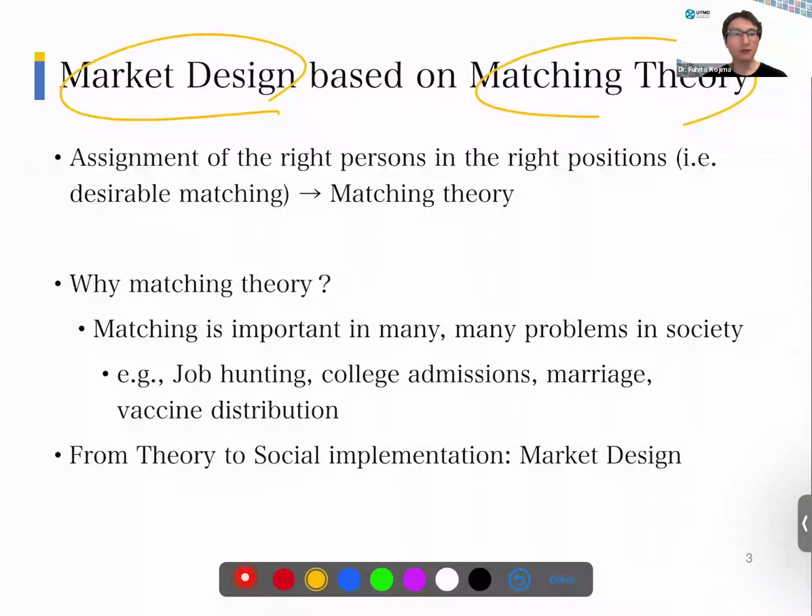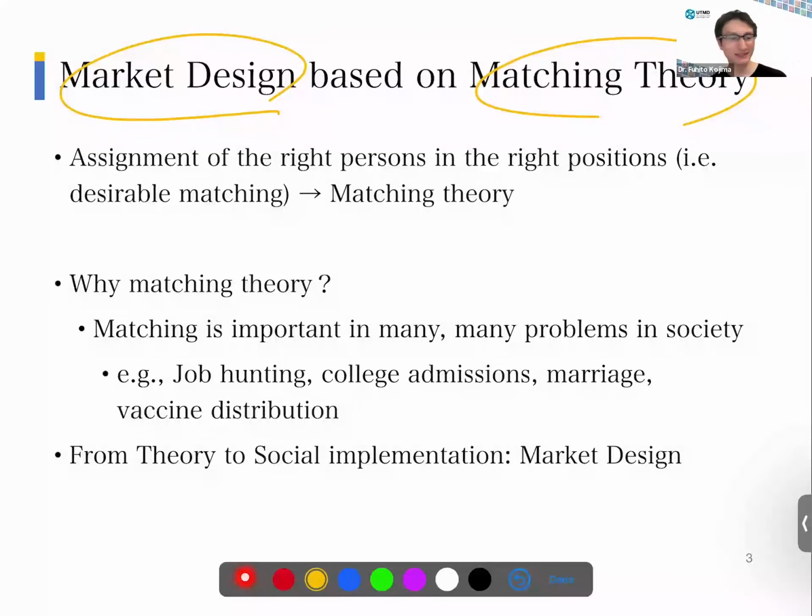Okay, so matching theory is an academic field of study, mainly in economics, but also in the intersection between economics and some other fields such as applied math, operations research, computer science, and so on. It's a theory to think about how to match people with people, people with institutions, or people with goods and services.